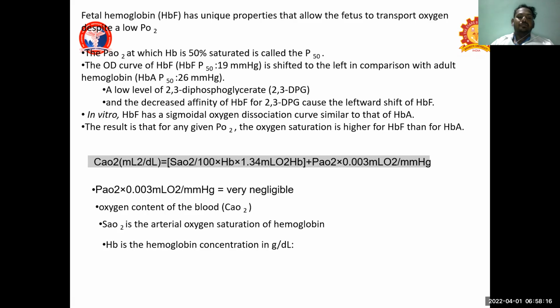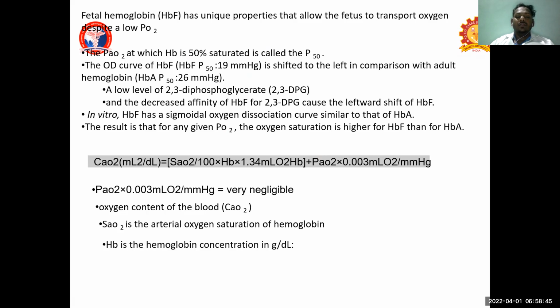The partial pressure of oxygen at which hemoglobin is 50% saturated is called P50. The ODC curve of fetal hemoglobin is shifted to the left in comparison with the adult hemoglobin. P50 of fetal hemoglobin is 19 millimeters of mercury. P50 of adult hemoglobin is 26 millimeters of mercury.